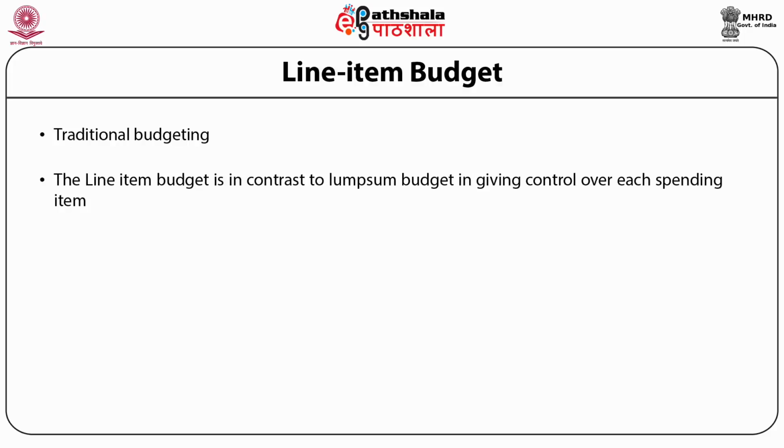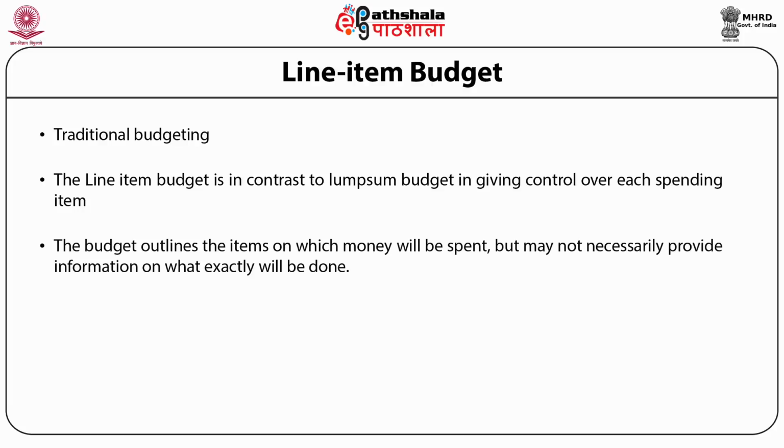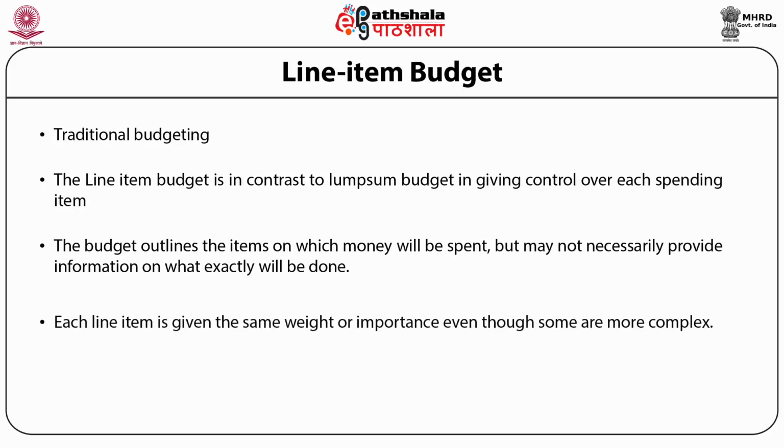spending item. The budget outlines the items on which money will be spent, but may not necessarily provide information on what exactly will be done. That is one of the challenges, or you can say restriction, of line item budget. For example, each line item is given the same weight or importance, even though some are more complex. So there is no altering or comparison of those items, because there are lines of items and we simply go on assigning this much of a budget portion to those items.